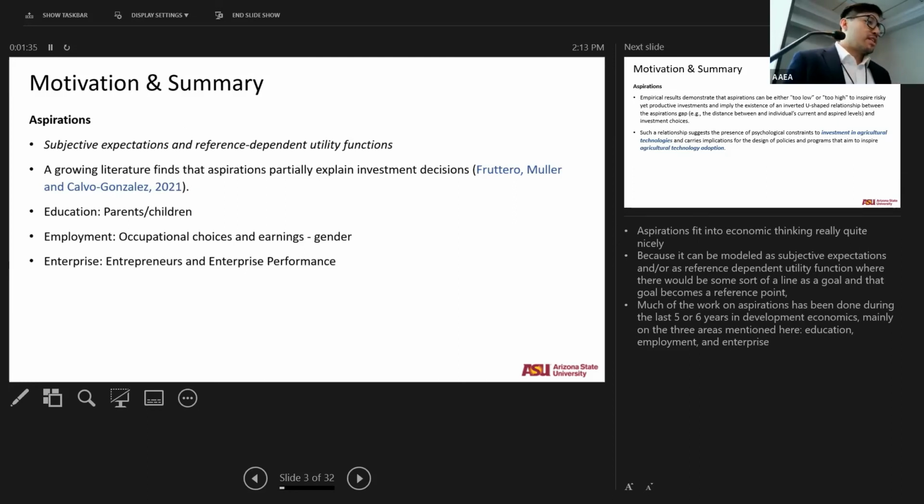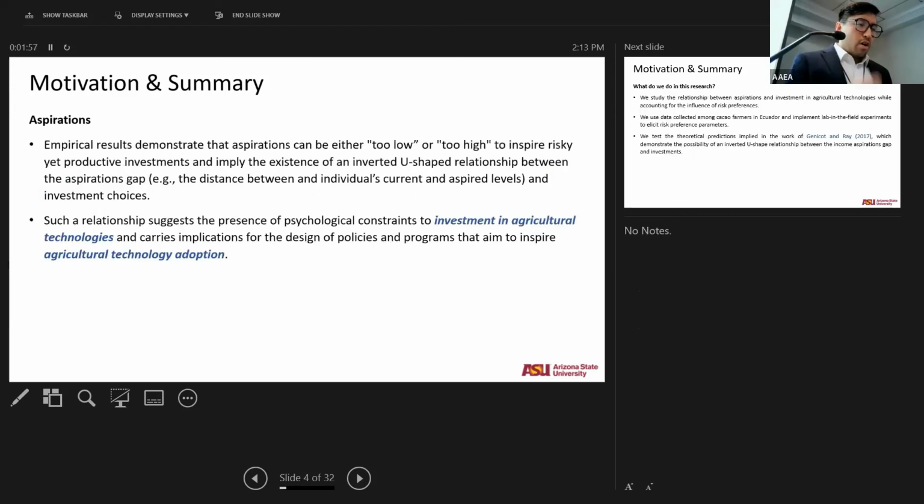It can be modeled as subjective expectation with a reference-dependent utility function, pretty much in the same spirit as prospect theory. And Martin already mentioned this, the concept of aspiration has been linked with investments in different dimensions, specifically in education, employment, and enterprise. There is also new literature emerging on gender issues and aspirations. Just reinforcing what Martin already mentioned, aspirations can be too low or too high to influence investments, right?